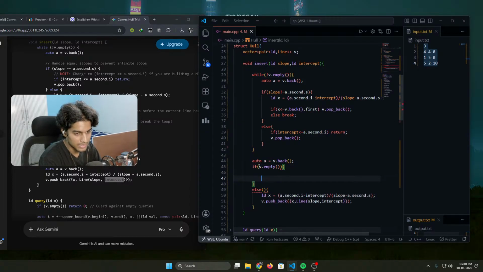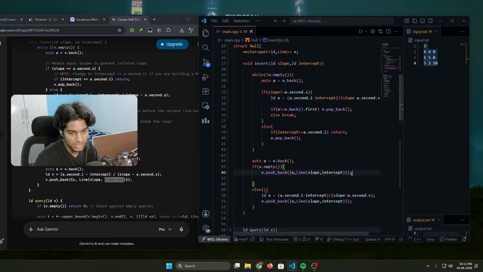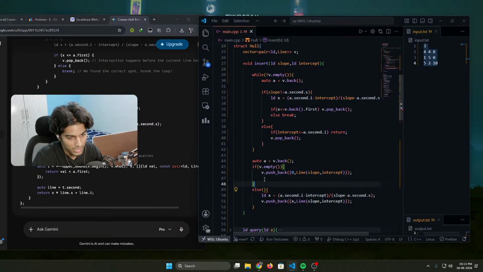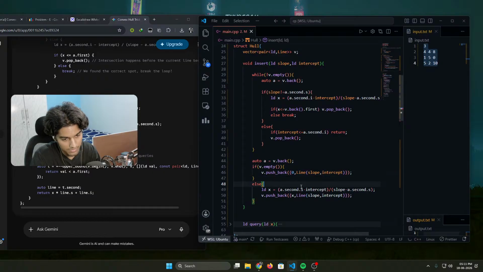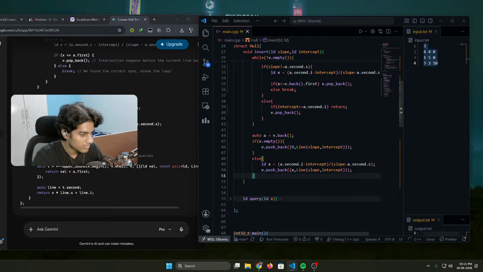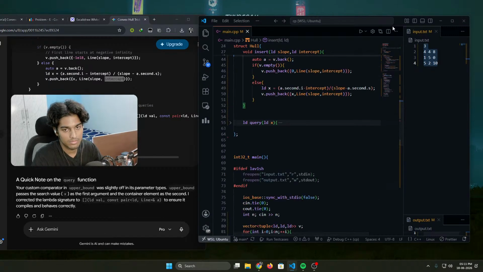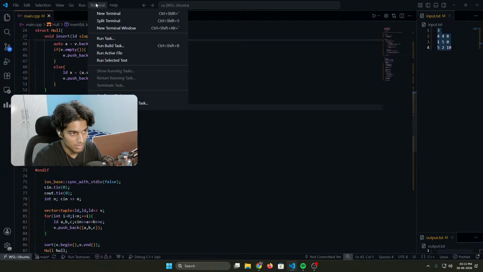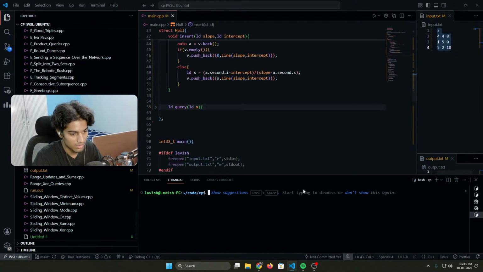If V dot empty, then I'm going to push this way. This is going to be 0 in my case. I'm completely okay with that. And slope intercept, fine. Okay, I hope now I don't have any stupid edge case.